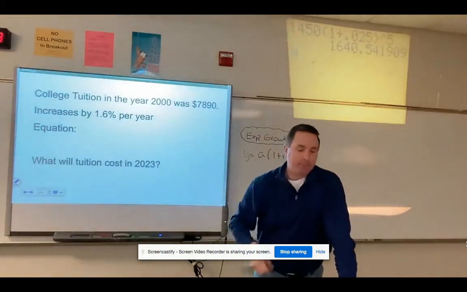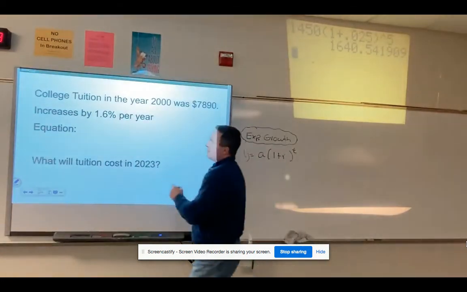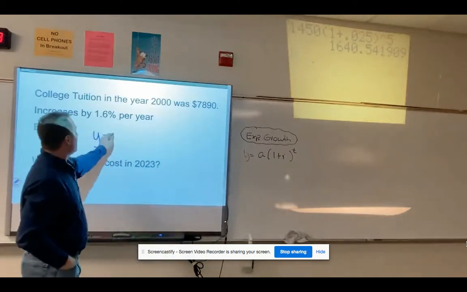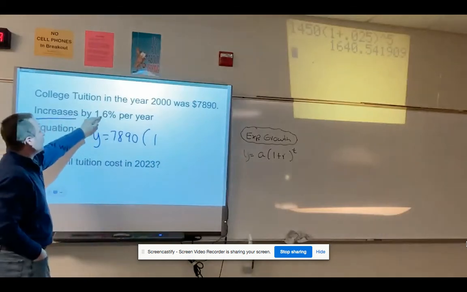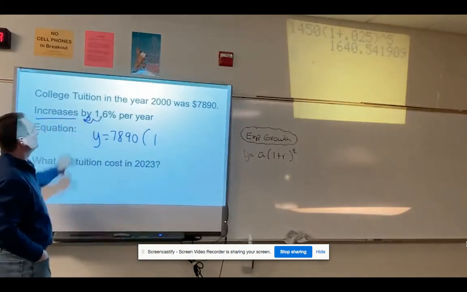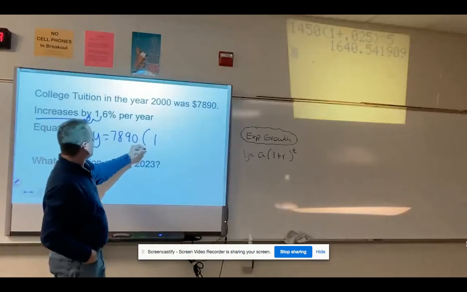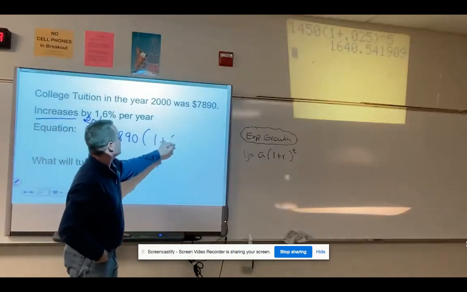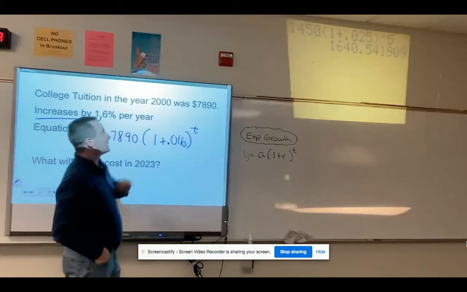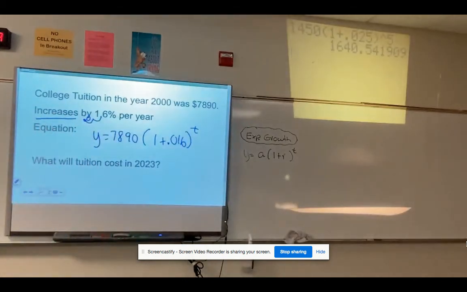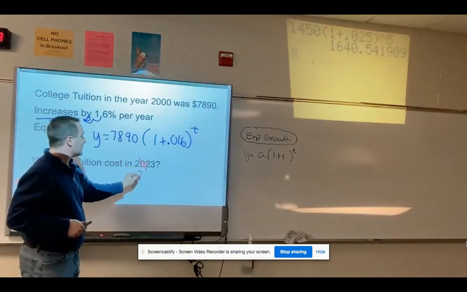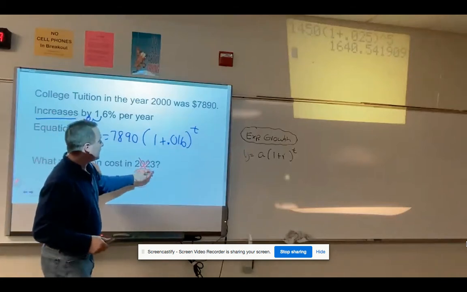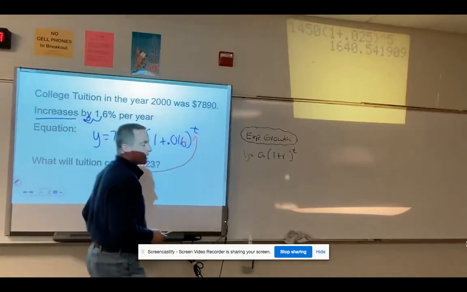Again, how about if I set up this one real quick, like just the equation. The beginning amount was $7,890. We're increasing by 1.6%. So, 1 plus 0.016 raised to the t power is what that equation would look like. And to answer the second part down here, if it was the year 2000 when I started, the year 2023 is 23 years later. I'd plug in a 23 for the t.